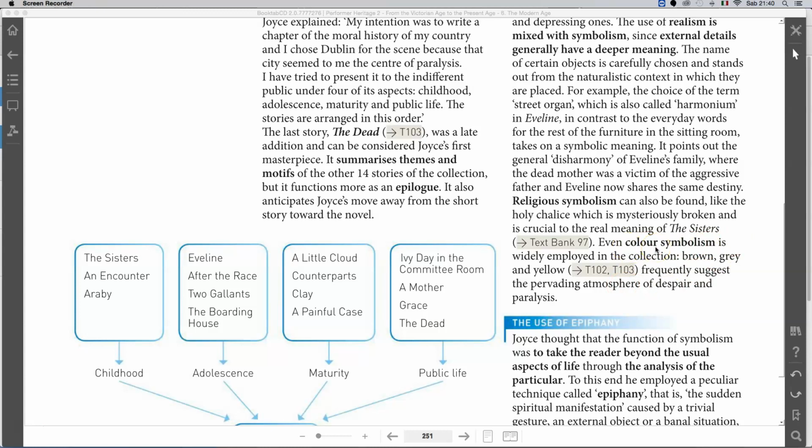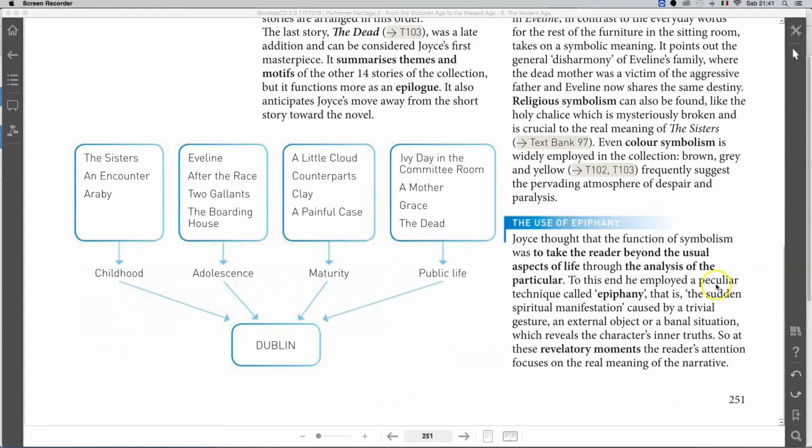Then we have the color symbolism, for example with the use of brown, gray and yellow. These colors suggest the pervading atmosphere of despair and paralysis. The use of epiphany is very important in Dubliners, and in particular in the last story, The Dead. We are going to read a passage taken from this last story, The Dead.